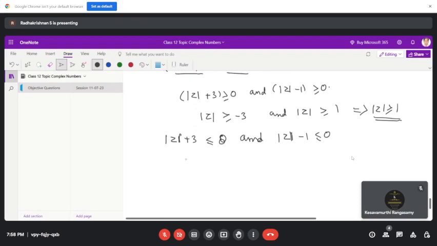So what does this give you? Mod z less than equal to minus 3 and mod z less than equal to 1. So it has to be less than minus 3 and less than 1. Then it has to be less than minus 3.